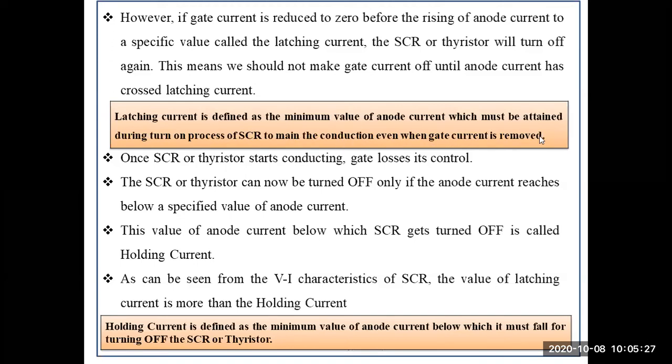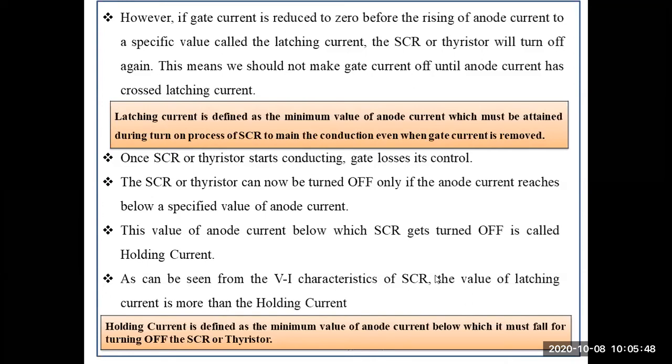Once the switch is completely closed, there should be a minimum current. That current is termed the latching current. This latching current should persist even if you remove the gate current, when the switch is completely closed. And what about the holding current?